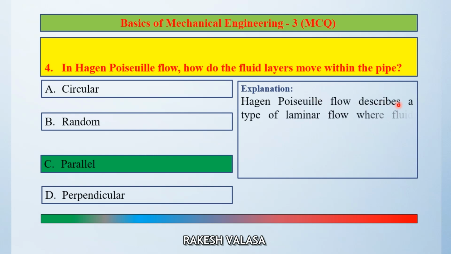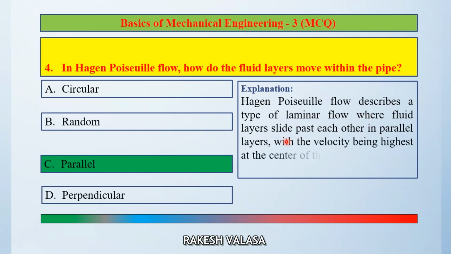Hagen-Poiseuille flow describes a type of laminar flow where fluid layers slide past each other in parallel layers, with the velocity being highest at the center of the pipe and gradually decreasing towards the walls. So the correct answer is option C parallel.